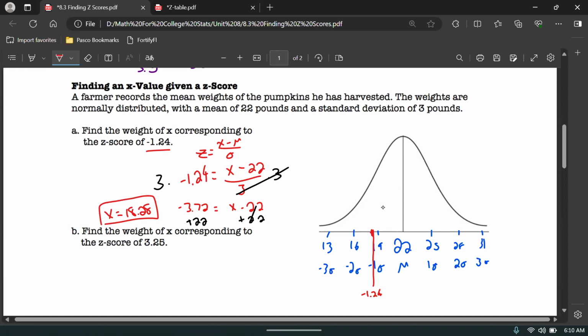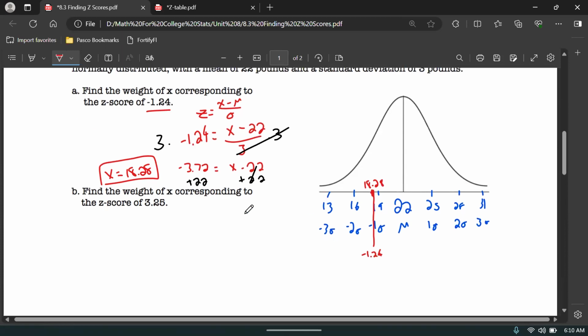And that makes sense because, like I said, we predicted it was probably around 18. So that's perfect. All right, now we're going to do the same thing with this one.